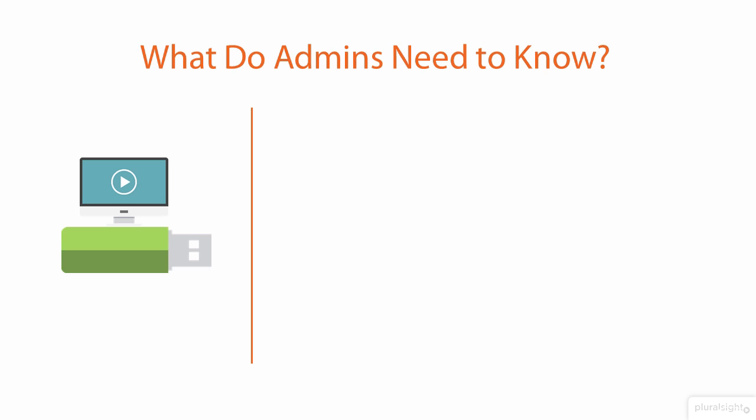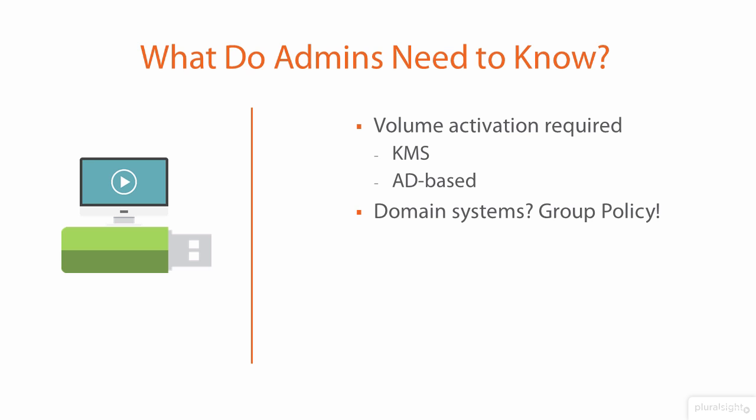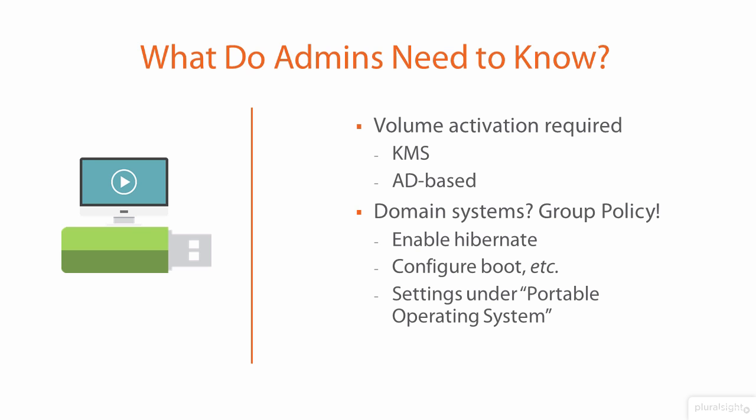A few things that IT administrators should know about Windows to Go. First, like any version of Windows 10, it has to be activated. You can perform activation with a KMS server or with Active Directory-based activation if you have that deployed in your environment. On a domain, you can make a number of fine-tuning settings in the Group Policy console. You can enable hibernation, configure the boot behavior of the PC, and various other settings, which you can explore under the Portable Operating System heading in Group Policy. As a by the way, if you're planning to clone your WTG flash drives, you can, but you can't use BitLocker on them if you do that.